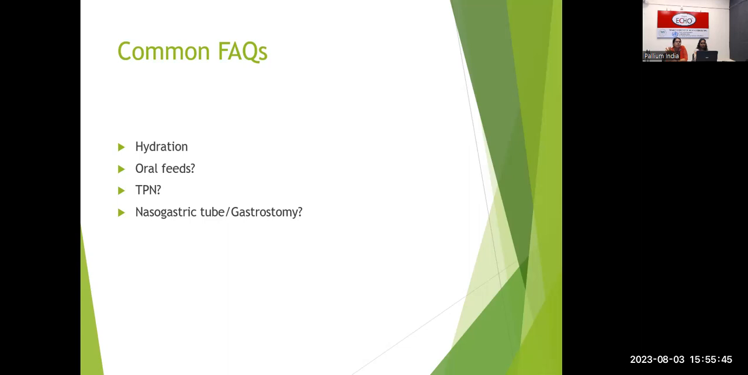Then nasogastric tube or gastrostomy, is it really required? The patient is having complete obstruction. The family feels that only through orally he is not able to take, through the tube maybe you can give your feed. They'll have lots of queries. They'll come and keep on asking, can we do that? Can we not? If we do this, is there any problem? So many questions will come, especially related to feeding.